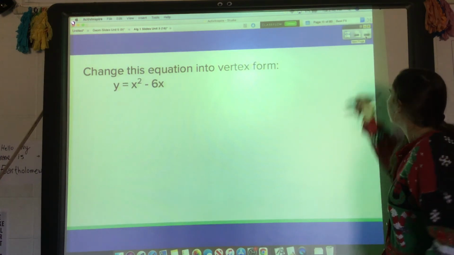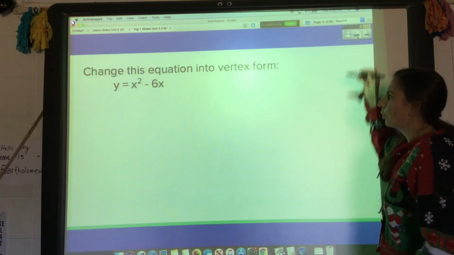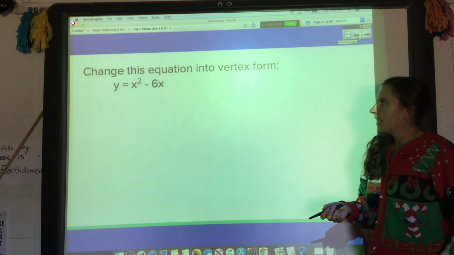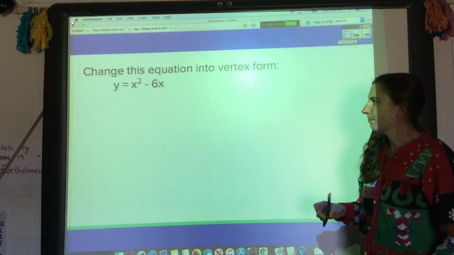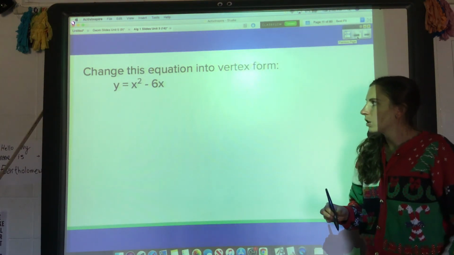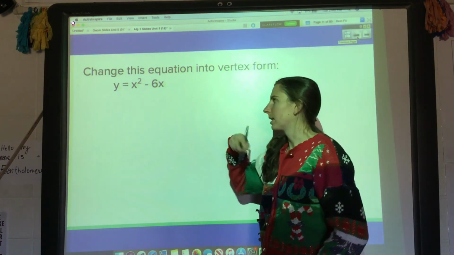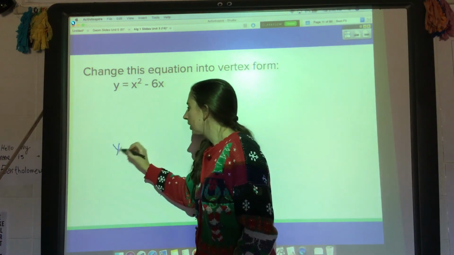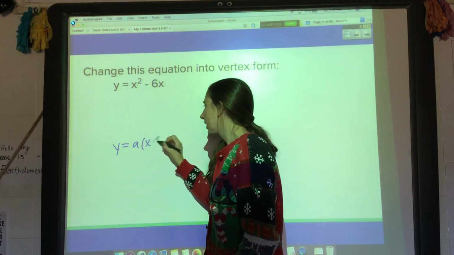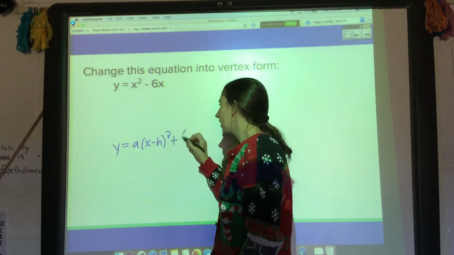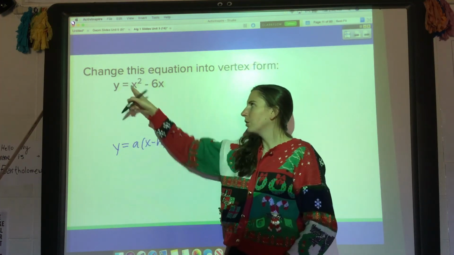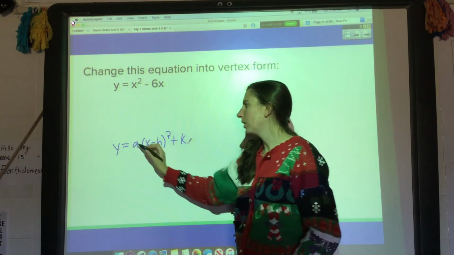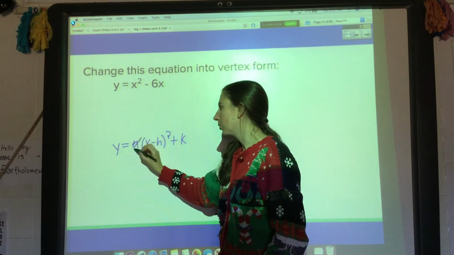Let's try one more. Nope, 2 more. Let's write this one in vertex form. Okay, so this one seems to be missing some things, but that's okay. Once again, I'm going to do y equals a times x minus h squared plus k. Again, the a value is just 1 on this one, so I don't even really need the a value, it's just a 1.